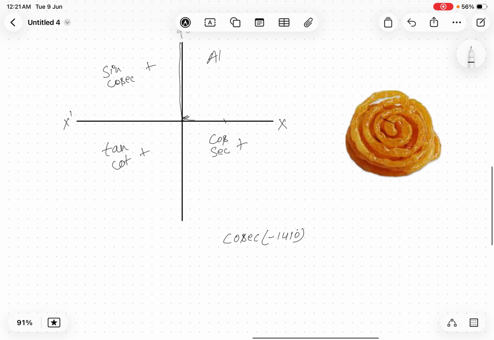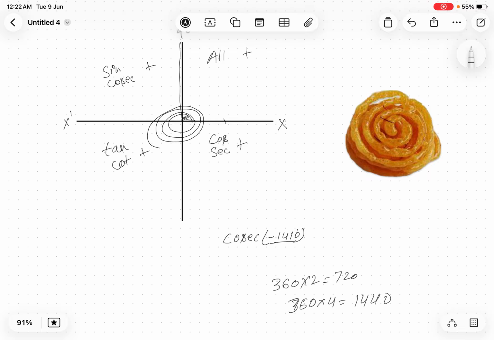Here all the values will be positive, right? So this is 1410. 1 revolution equals 360, which means 2 revolutions equal 720. 4 revolutions, 360 into 4, equals 1440, right? So 1440 will be here, like 360, 720, and this is the third.